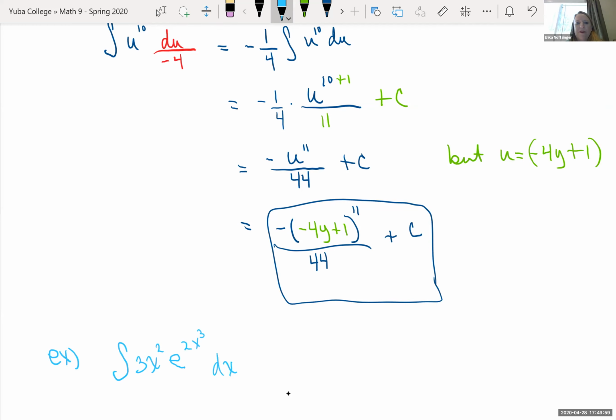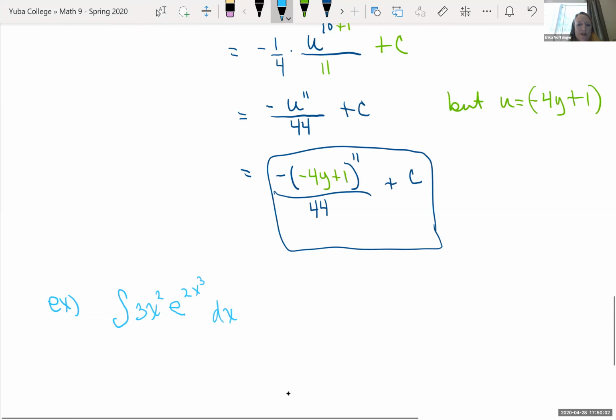Okay, so remember the derivative of e to the x was one of the easiest functions to take the derivative of, right? Which was just e to the x. Well, if that's the case, then the antiderivative of e to the x is just e to the x. The problem is that the exponent is not just a single variable, it's 2x cubed.